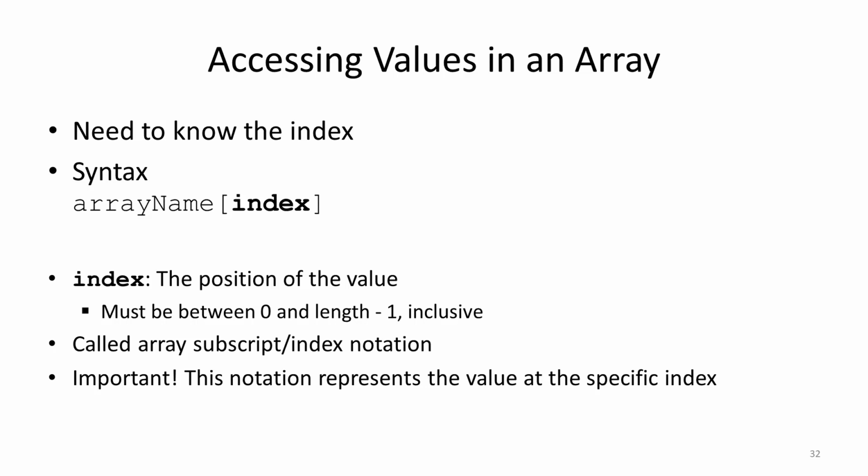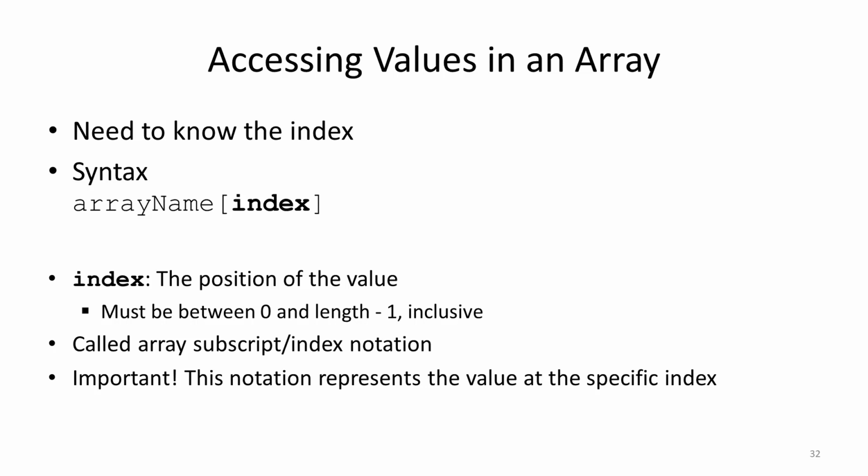If you don't know the index, then you can't access anything. Here's the syntax: array name, and then in square brackets, the index for the value that you want. And it must be an integer between 0 and length minus 1 inclusive. This notation, array name, square brackets, index, that's called array subscript or array index notation. And this is very important. This notation represents the value at that specific index.